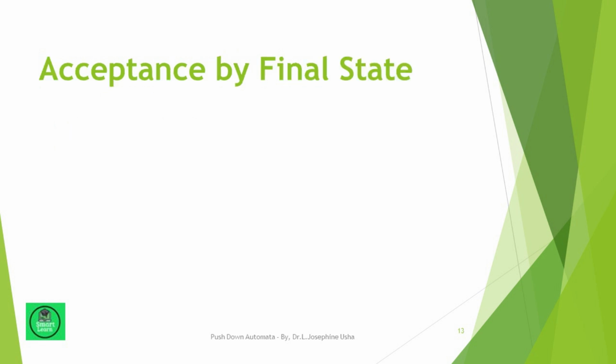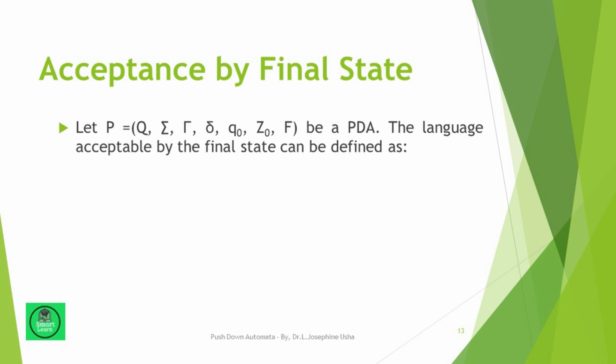First one is acceptance by final state. So we are going to define this. Consider we have a pushdown automata P. It can be defined using 7 tuples. The language accepted by final state can be defined as L of P, which is equal to the set of strings W such that you start from the start state Q0 and the initial stack content is Z0. After reading all the symbols in W, it reaches any one of the states in the final states, where P should be one of the states in the final state set.